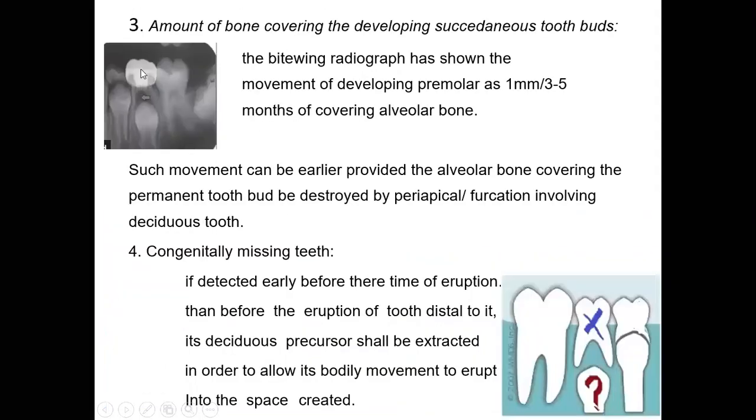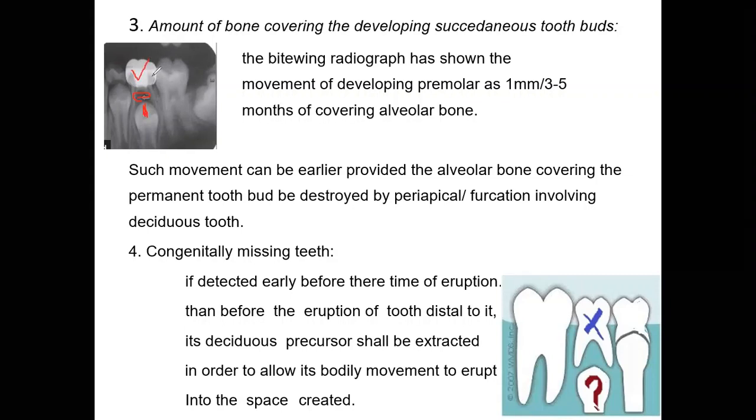At this stage, we can extract this tooth when we know that only 1 millimeter of the alveolar bone is left over the top of this deciduous tooth. This is the bone which is covering this tooth. This tooth is present under the bone, and that is the deciduous tooth that is restored.